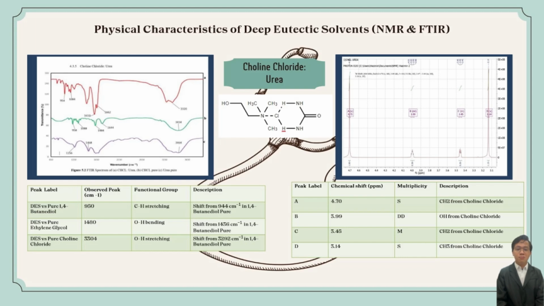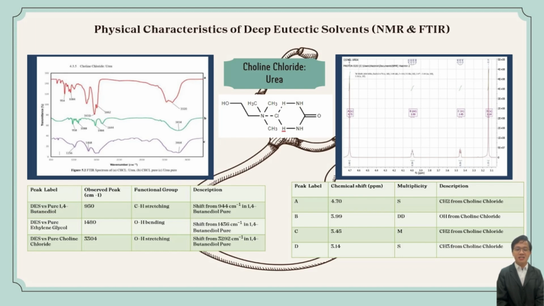Peak A at 4.7 ppm, identified as a singlet, represents the CH2 group from choline chloride, indicating non-neighboring hydrogens. Peak B at 3.99 ppm appears as a doublet of doublets and is assigned to the OH group from choline chloride, influenced by adjacent hydrogens. Peak C at 3.5 ppm is a multiplet representing another CH2 group from choline chloride interacting with multiple neighboring hydrogens.